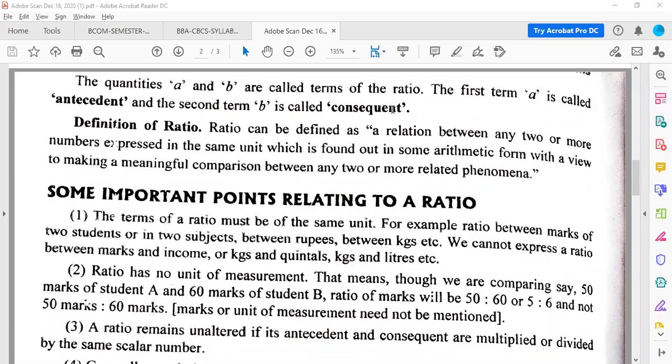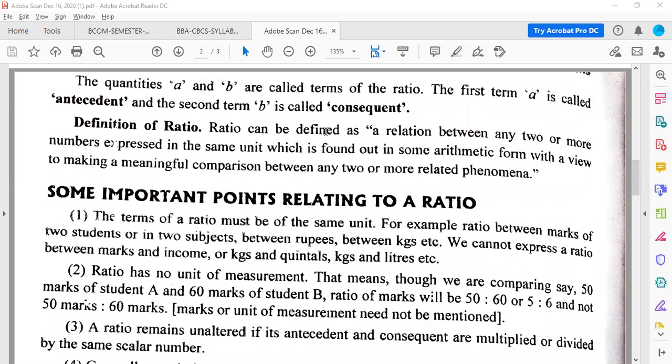Now, what is the name? For A, the first term that we see in the ratio, it is called the antecedent. The first term is called the antecedent, and the second term B is called the consequent. So the first term is called what? Antecedent, and the second term is called consequent. This you have to remember.